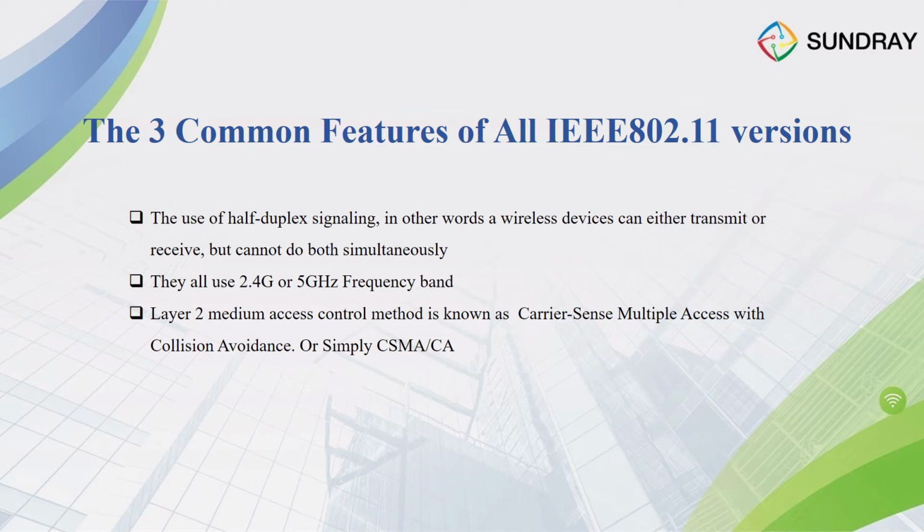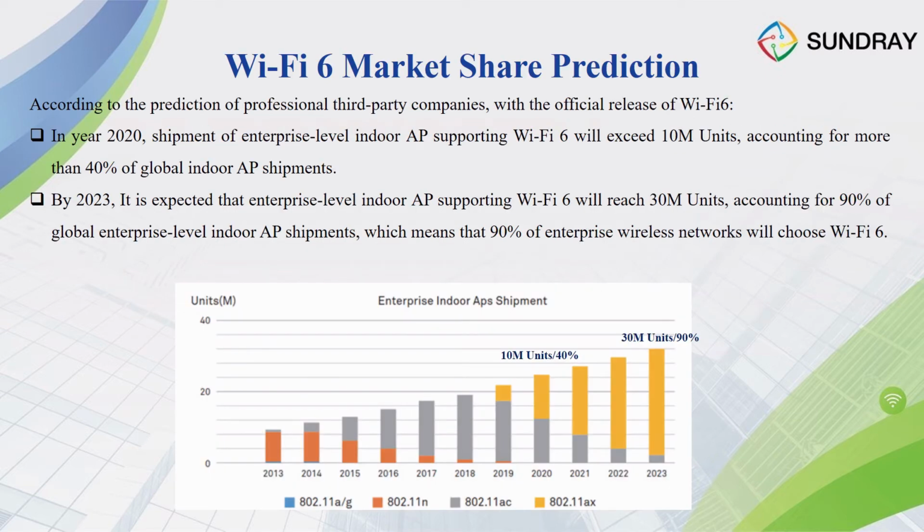The third part is layer 2 media access control, which still uses carrier sense multiple access with collision avoidance, or we can simply call it CSMA/CA. This protocol is universal for all the versions of the IEEE 802.11 protocols. And now let's see Wi-Fi 6. If we have these Wi-Fi 6 products, that means we also have a bigger marketing opportunity.